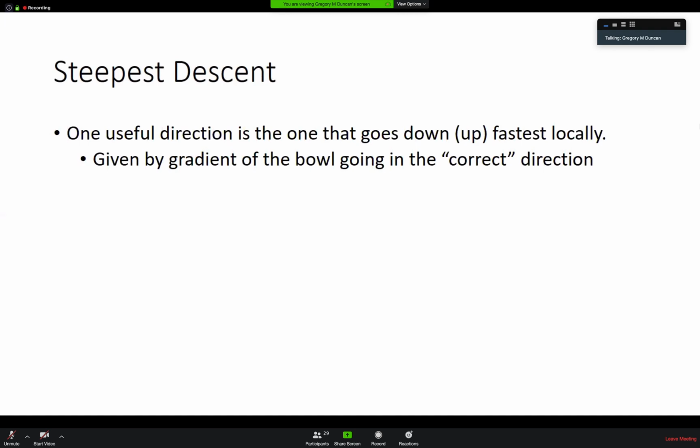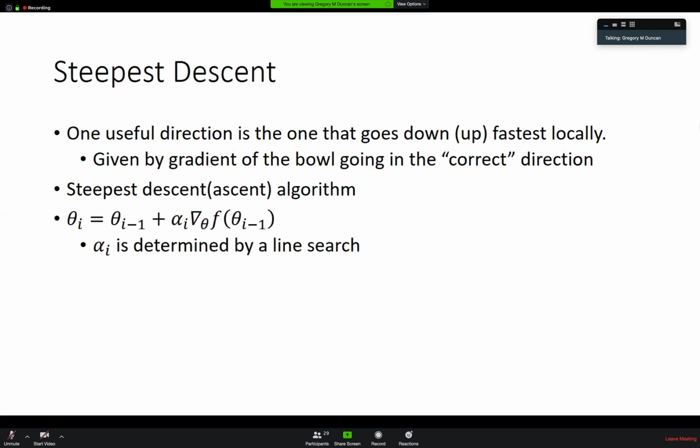Steepest descent. One useful direction is the one that goes up or down fastest. This is given by the gradient at a point, going in the correct direction. So you have the gradient and you want to be going down. The steepest ascent algorithm is this.